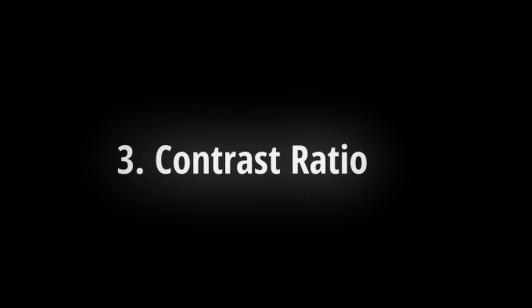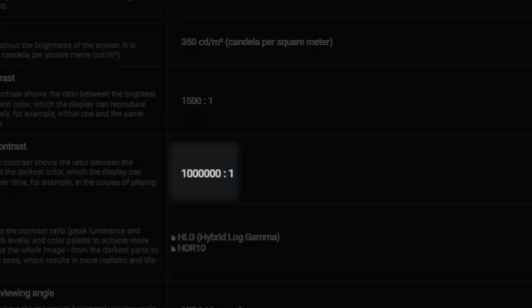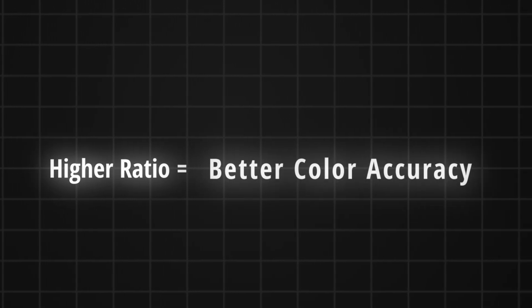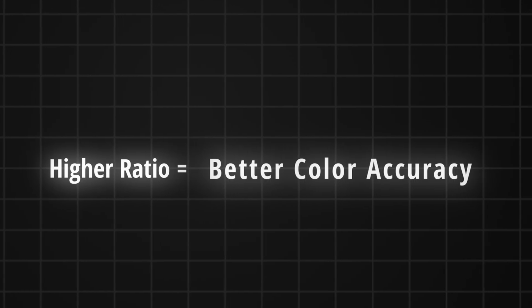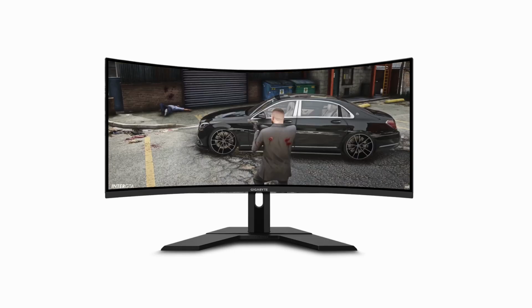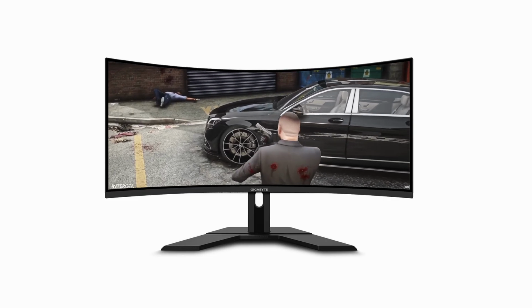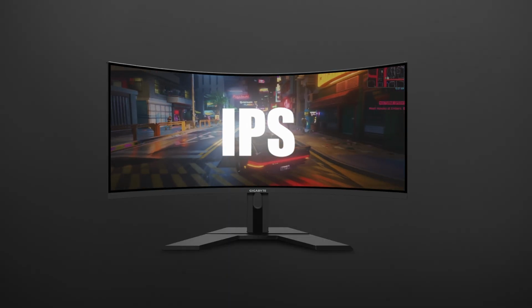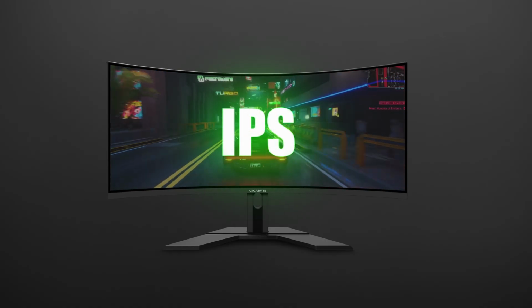Finally, contrast ratio. You'll see numbers like 3 million to 1 in the specs sheet. That ratio shows the difference between the brightest white and the darkest black the monitor can display. A higher ratio means a wider range of tones, which is especially important for colorful scenes, whether you're editing or gaming. So now you get why IPS panels are so popular. If you care about color accuracy and consistency, IPS is definitely the way to go.